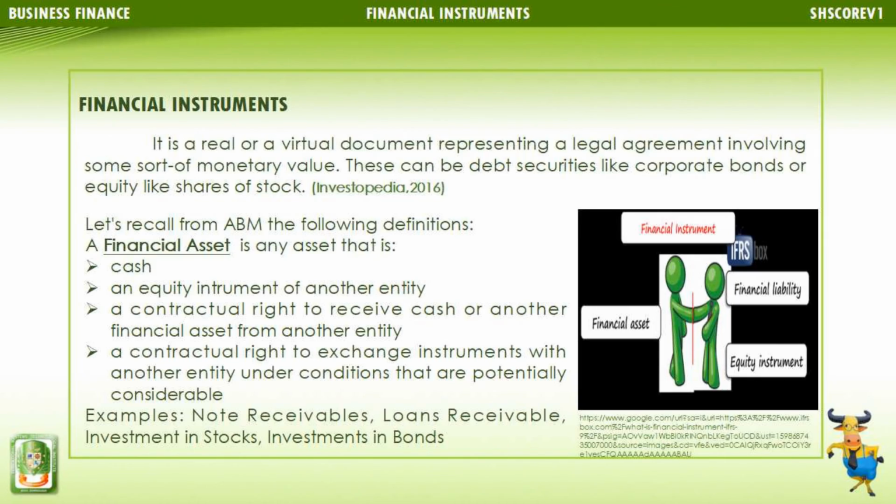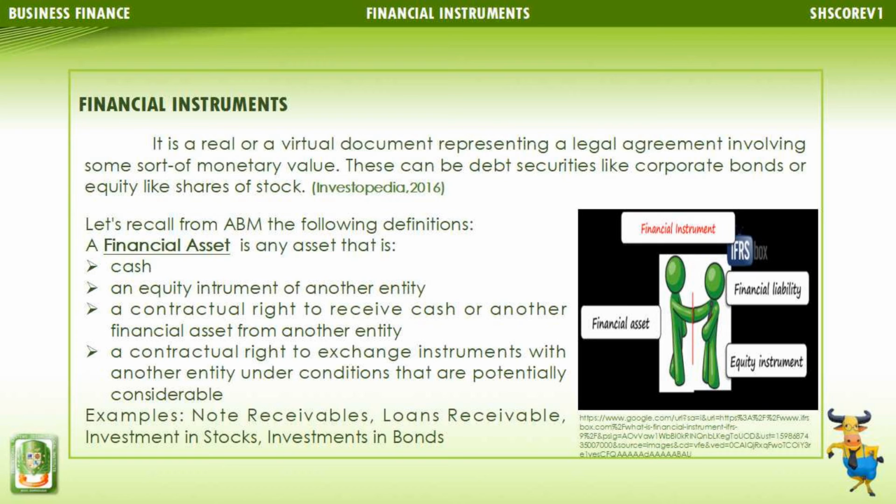A financial instrument is a real or virtual document representing a legal agreement involving some sort of monetary value. This can be debt securities like corporate bonds or equity like shares of stock. Investopedia, 2016. Let's recall from ABM the following definitions.